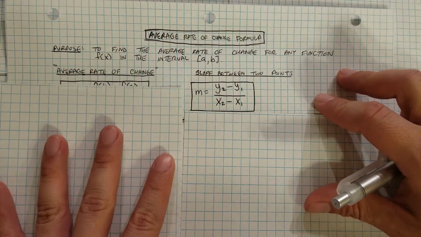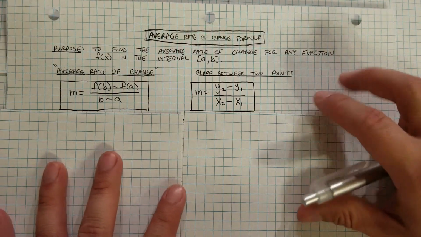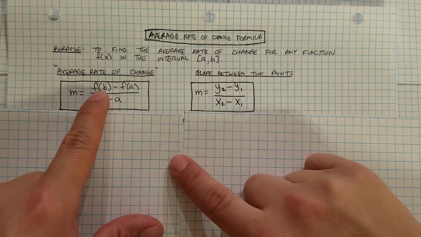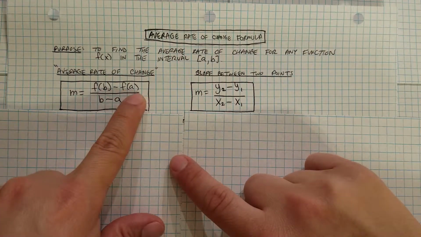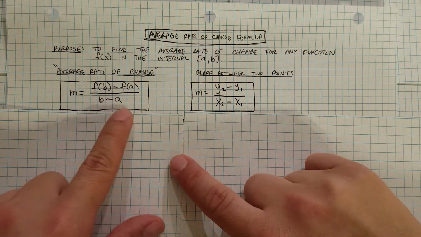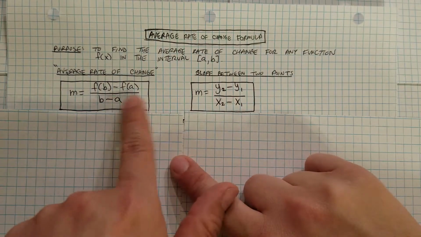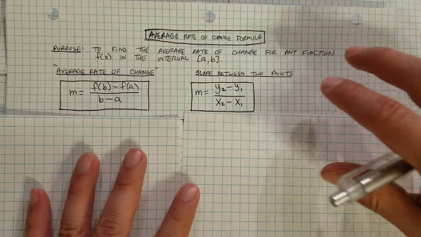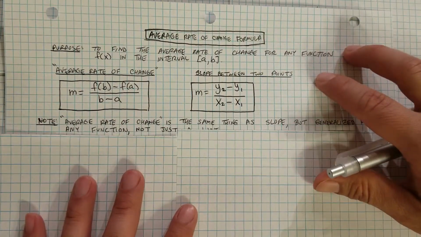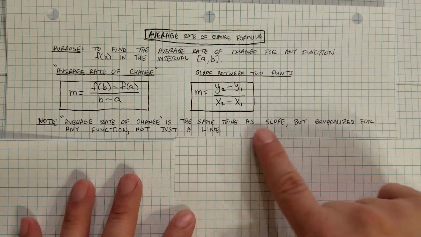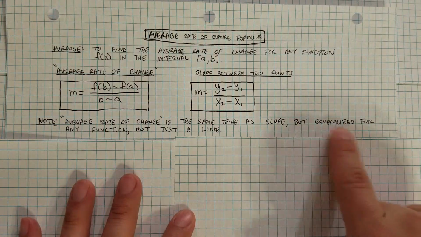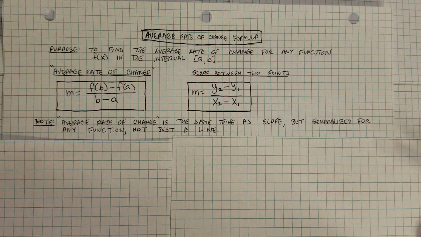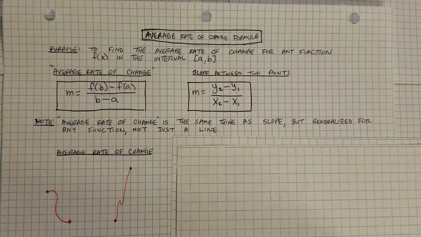The average rate of change formula looks very, very similar to that. So this is the rate of change formula by comparison. It's the function evaluated at b minus the function evaluated at a, all over b minus a, which looks very similar to that because guess what? It's the same thing. So how is it different and how is it the same? The average rate of change, like I said, is just a fancy way of saying slope, but it's generalized for any function, not just a line. So basically, if they give you any function at all, you could find the rate of change for that function.